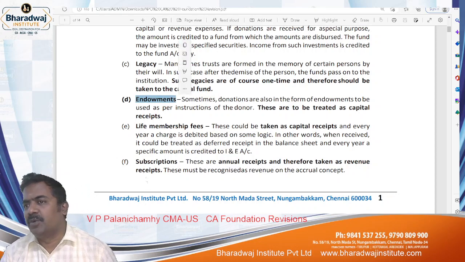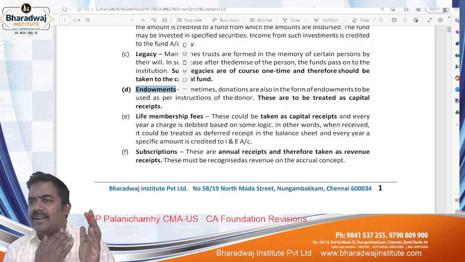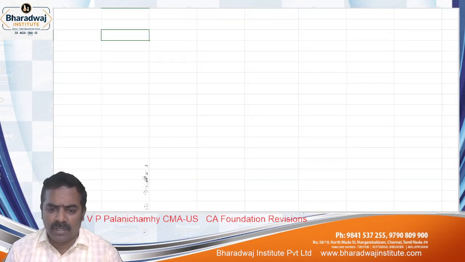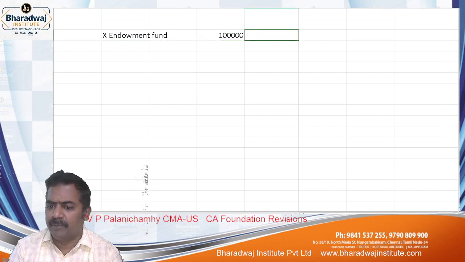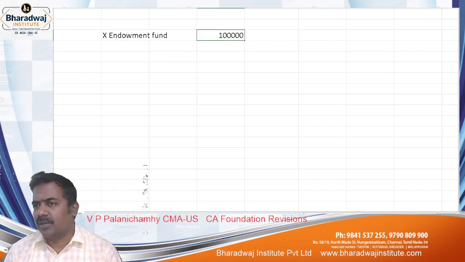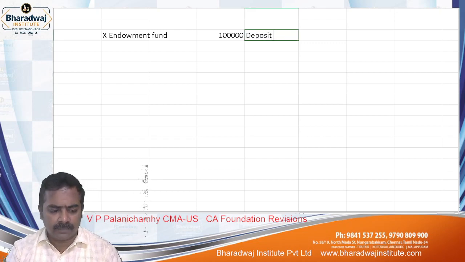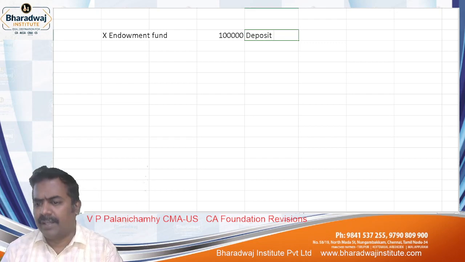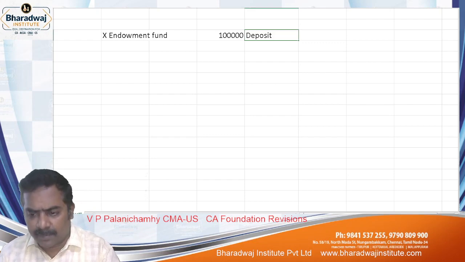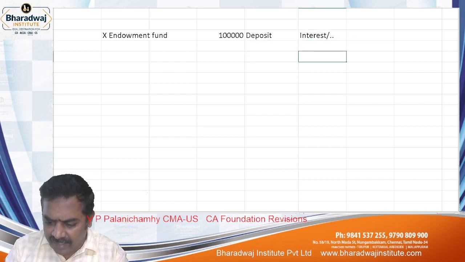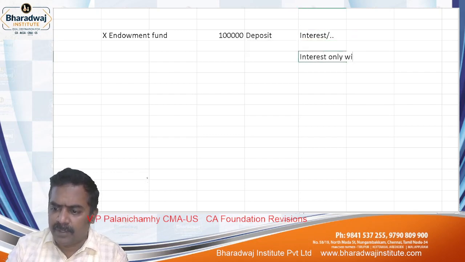Endowment fund, it is not a new one for you. Maybe in your schools you could have seen it in calendars. Endowment prizes. What do you mean by endowment prizes? For example, let us assume you are creating an X endowment fund, and you are giving 1 lakh rupees to the school. Will the school spend 1 lakh? No. They will deposit 1 lakh. From the deposit, they will earn interest. They will earn which one? Interest. And only that interest will be used.